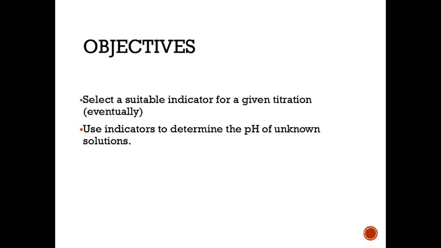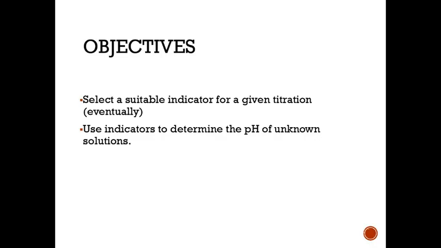All right, everyone, let's lock in our learning objectives for this unit. We're focusing on two key skills today. First, you'll develop the ability to choose the right indicator for a specific titration. We'll get to the details of how to do that soon.